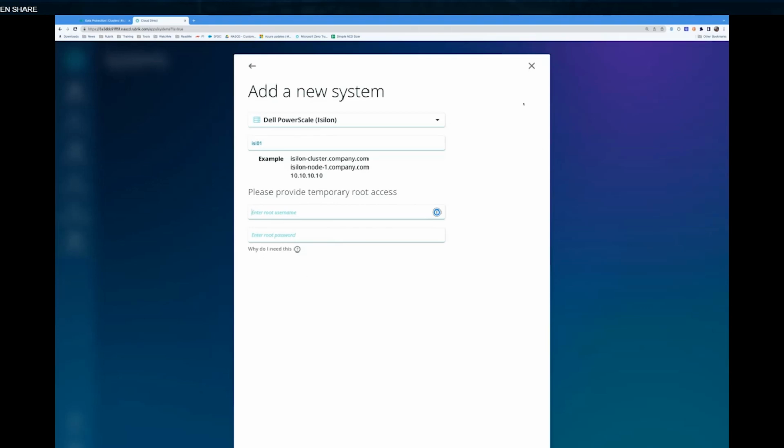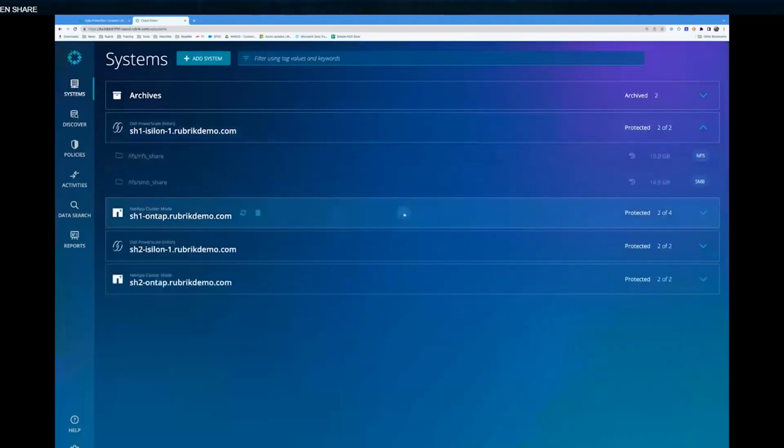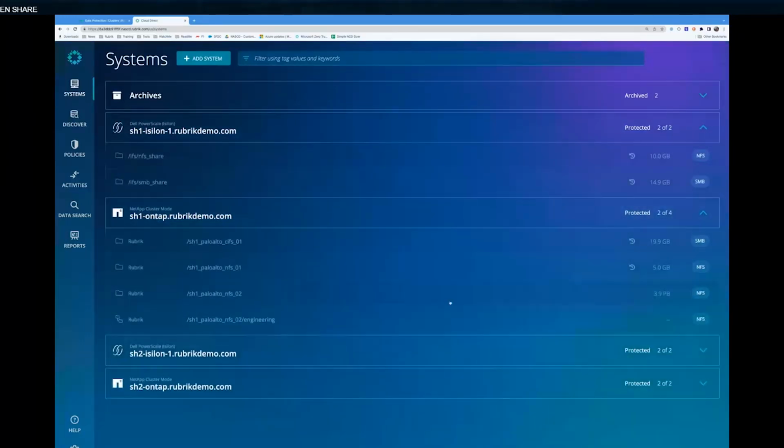So once the array is added, we'll see it here, and all of the shares and exports that are on the array will be quickly enumerated. Now, I have a modest lab environment, so as you can imagine, I don't have as many as some production customers may, but this is good enough for us to take a quick peek.